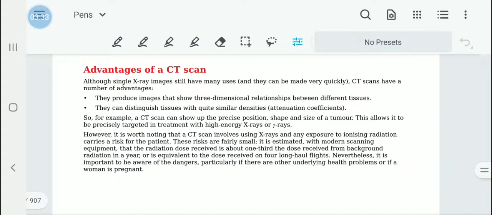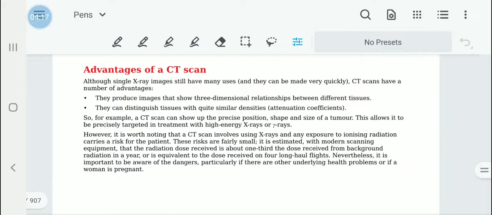And also when there are tissues with similar densities, similar attenuation coefficients, still they can distinguish between them. Then if there is a tumor, a cancerous tissue that has developed inside the body, this CT scan will show its position, shape and size. Everything can be diagnosed with this. And then targeted treatment, that is when radiotherapy is performed, including X-rays or gamma rays, we can precisely attack the tumor without harming any other tissue.